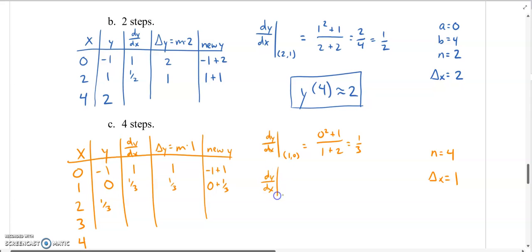We're going to evaluate dy dx at our new point of 2, 1/3, and we're going to get 1/3 squared plus 1 over 2 plus 2. So this is 10/9 over 4, or 5 over 18. Gosh, I hope I'm doing this correctly. 5 over 18. Multiply that by 1, we'll get 5 over 18. We're going to add our old y value plus delta y to get our new y value. I believe that's going to be 11 over 18. So that's our new y value.